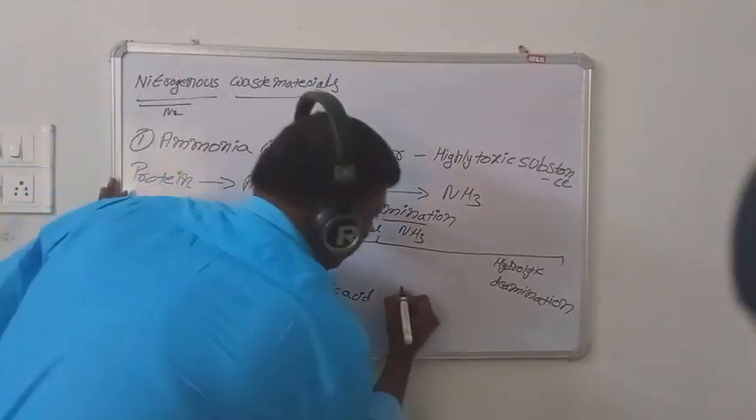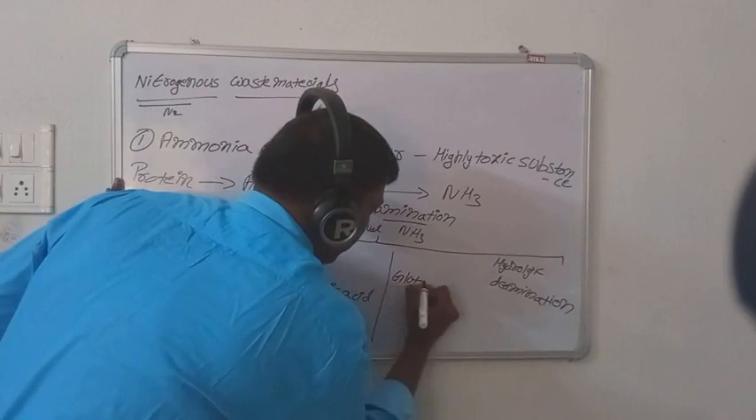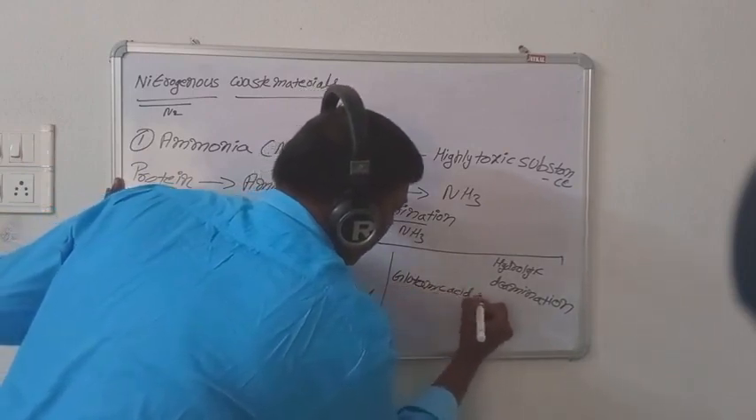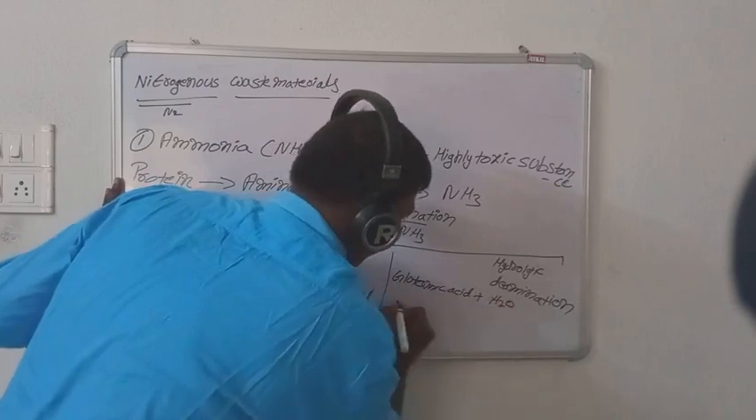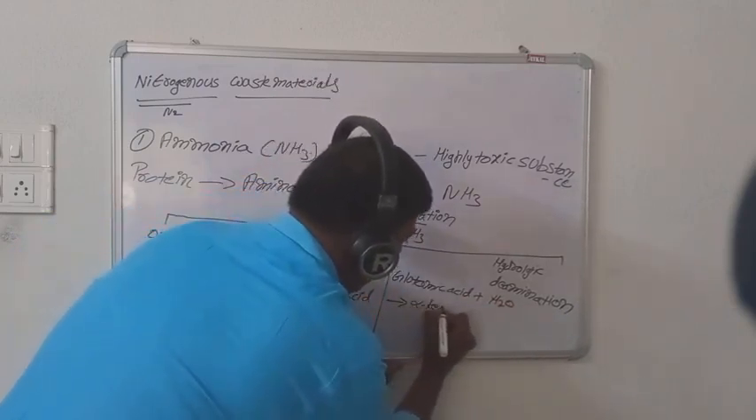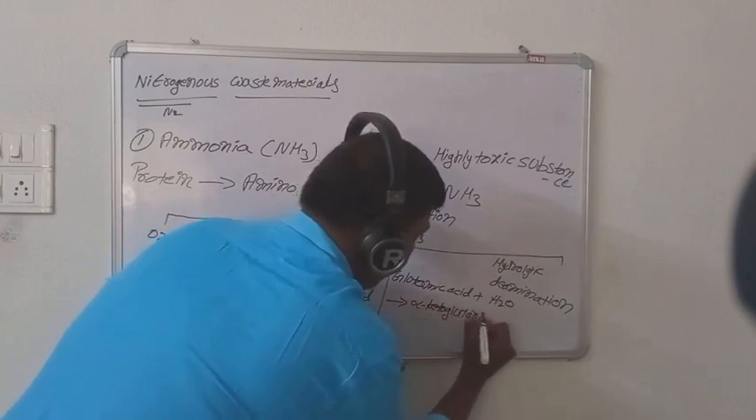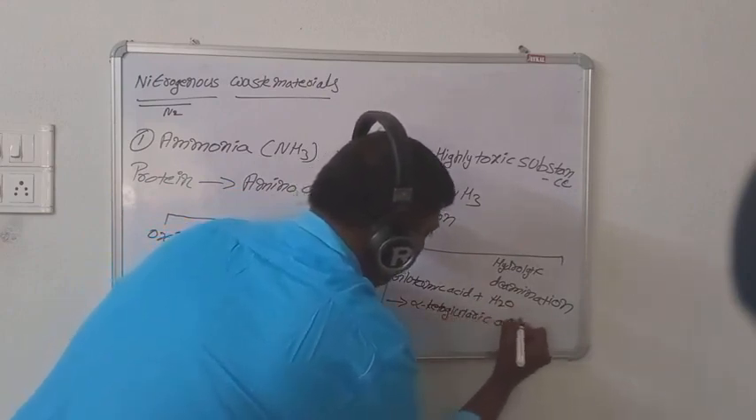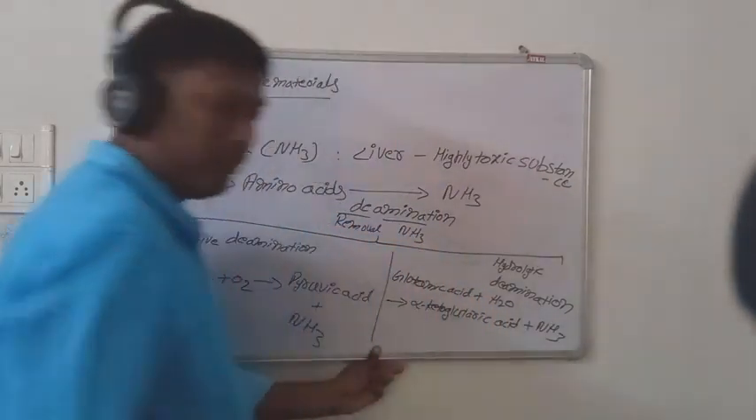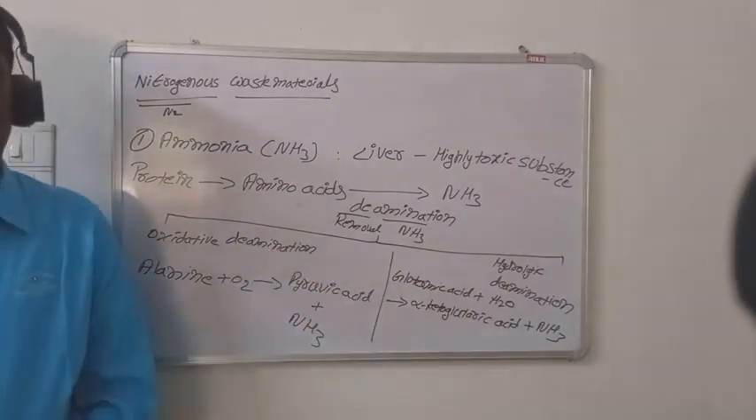For example, glutamic acid combines with water and produces the alpha ketoglutaric acid and also ammonia. So like this, the ammonia is produced in our body.